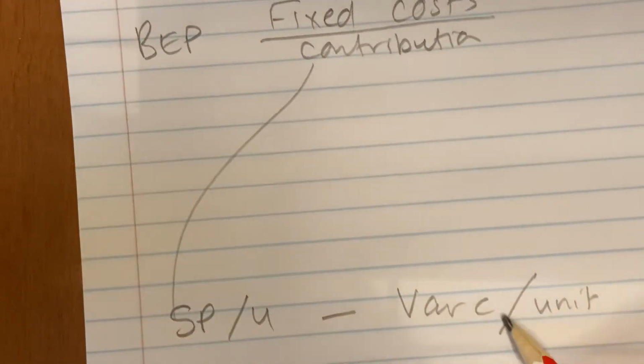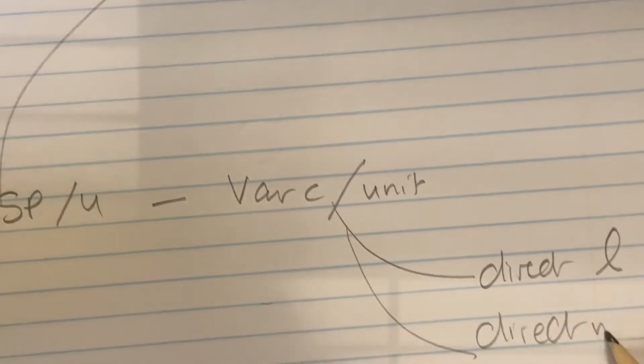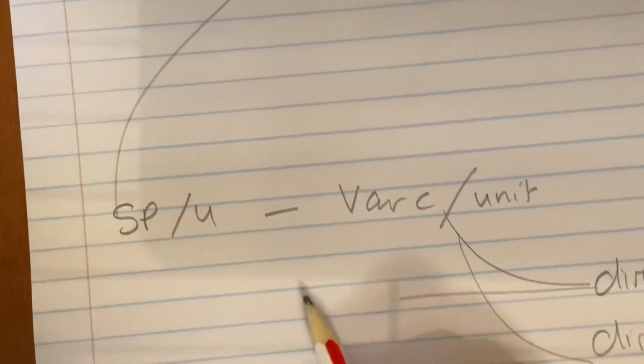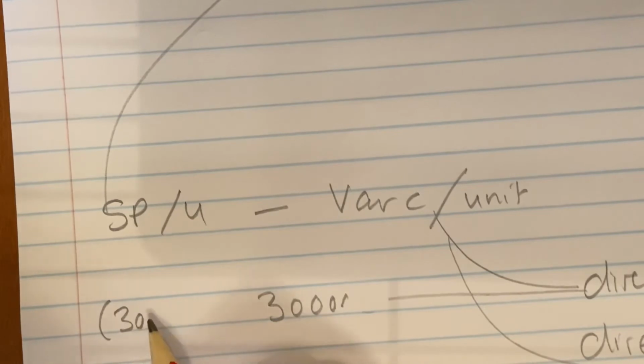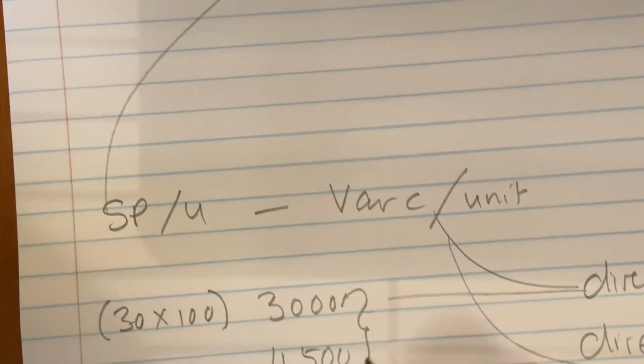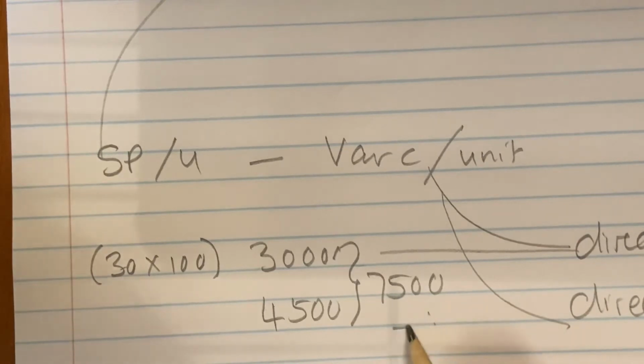Now we all know that variable cost is your direct labor and your direct material. What is my direct labor? 3,000 Rand. How did I get that? 30 Rand for 100 kites. And my direct material, they give it to you, 4,500 Rand. So that's a total of 7,500. But I need to know per unit. So divided by the 100 kites, and that is 75 Rand per unit.